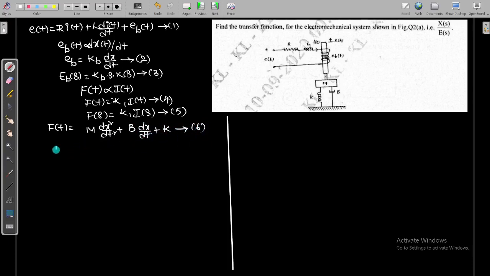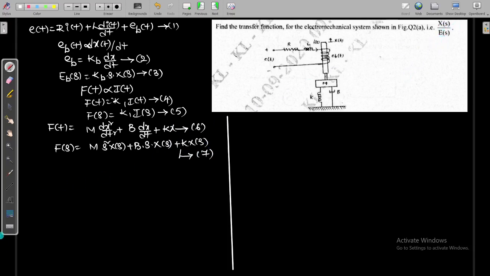If you take the Laplace transform, what you are going to get is F(s) equals m s squared X(s) plus b s X(s) plus k X(s). Here x is also there. So this is equation number 7. We want to find the ratio X(s) divided by E(s).